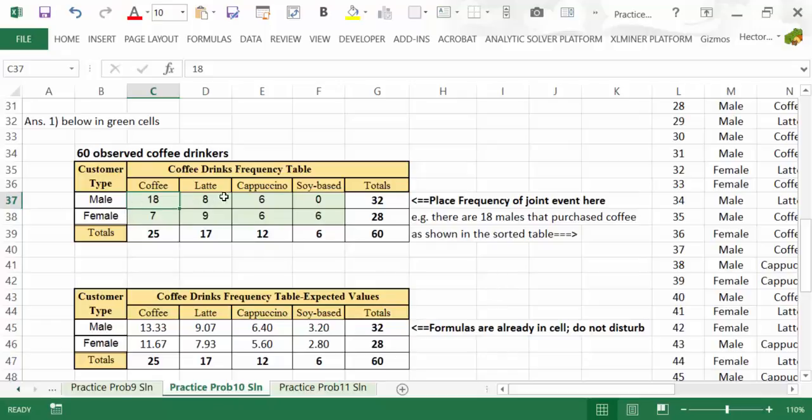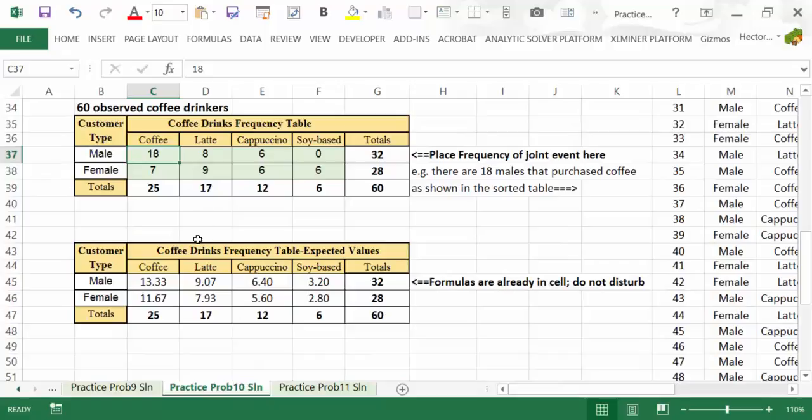If we find variations here in what we expect, here's what we expect based upon these marginal numbers in terms of proportions. We'd expect, if there was no difference, 13.3 of the males would have selected coffee, 3.2 would have selected soy-based drinks. Notice that there was 0, and there were a lot fewer. There were a lot more coffee drinks, 18 versus 13.33. So we're starting to see a tendency for an influence of gender on the drink selected. So here are our expected value tables.